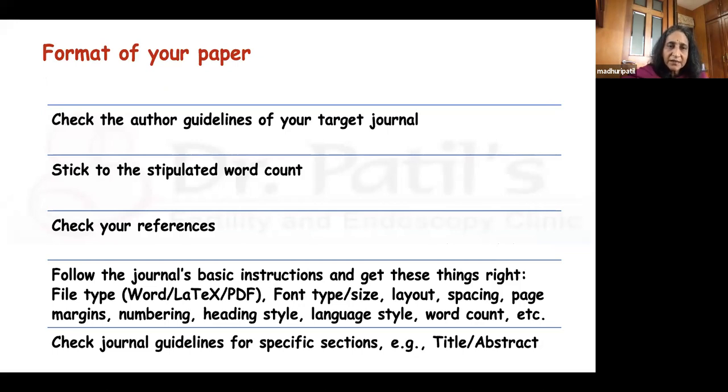You have to stick to the stipulated word count. You have to check the style of references and follow the journal's basic instructions and get things right. That is, what type of file you have to submit, what the font type and size should be, the layout, the spacing, the page margins, the numbering, heading style, language style, word count, etc. And also check the journal guidelines for specific sections, for example, the title and the abstract.